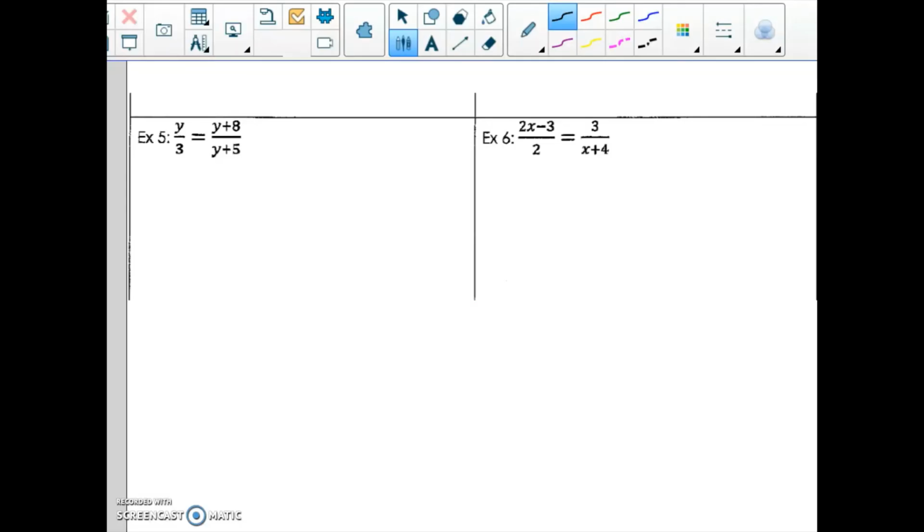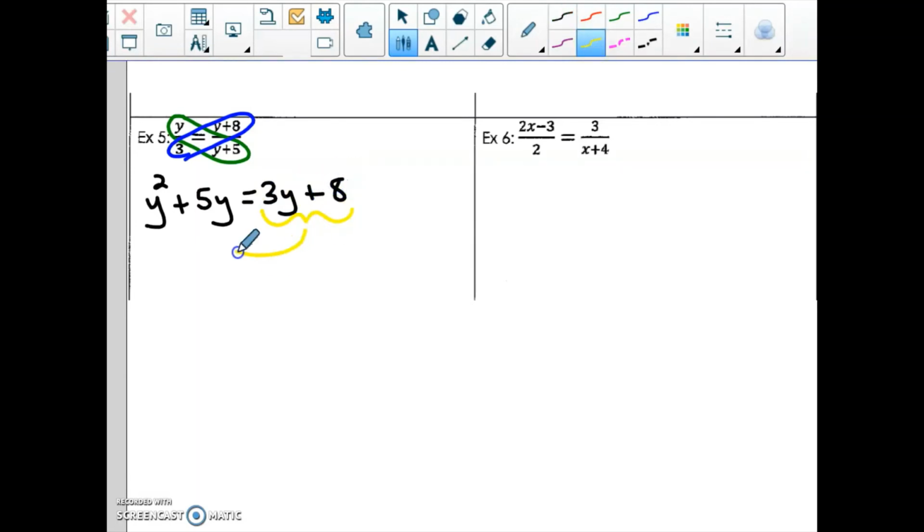All right, example 5, cross multiplication, y squared plus 5y equals 3y plus 8. And once again, this stuff has to move to the left-hand side. You want to keep everything on the y squared side. So it's going to be y squared. You're going to subtract 3y from 5y, which is 2y. We'll subtract 8.